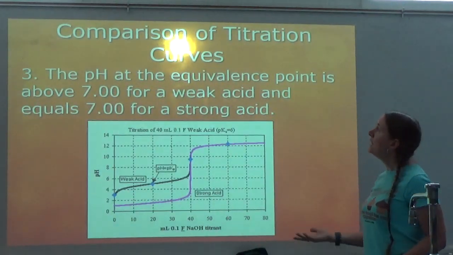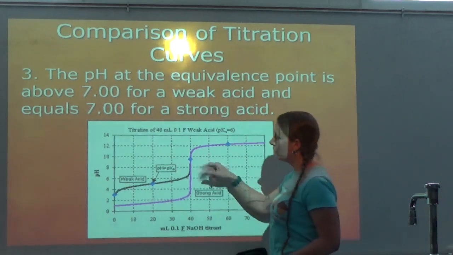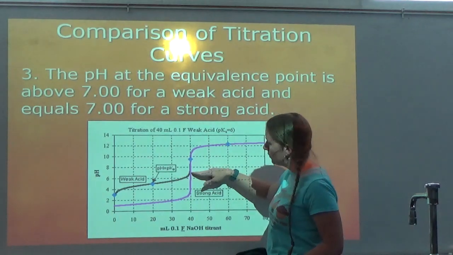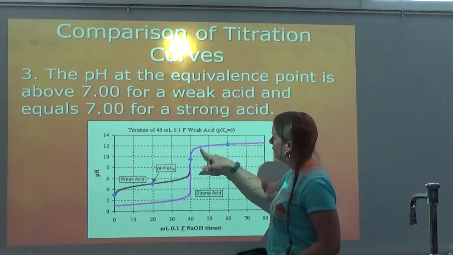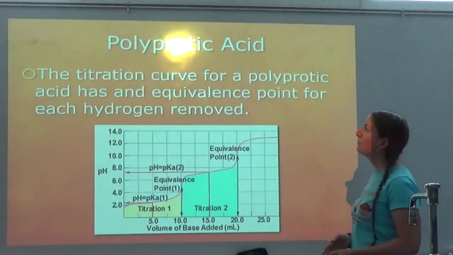All right, and then the pH at the equivalence point is above 7 for a weak acid and equals 7 for strong. Okay, so it's 7 for the strong, which is the purple, but for the black line, which is your weak, it's above 7 because of that conjugate base.